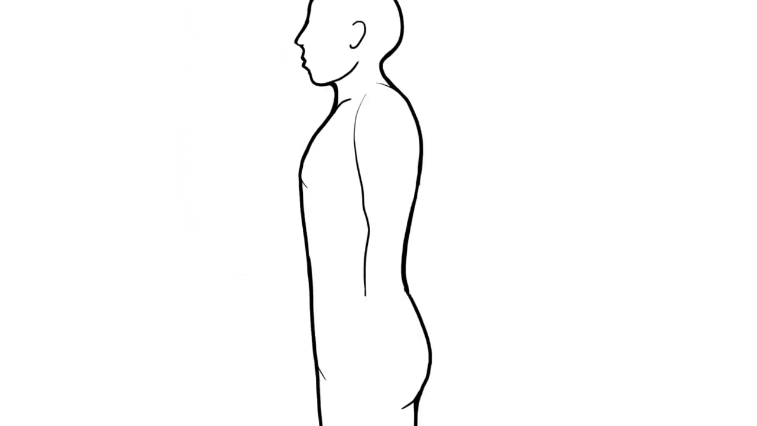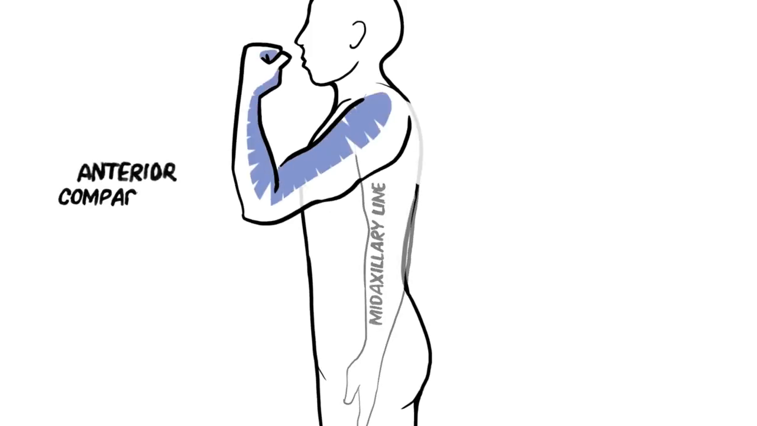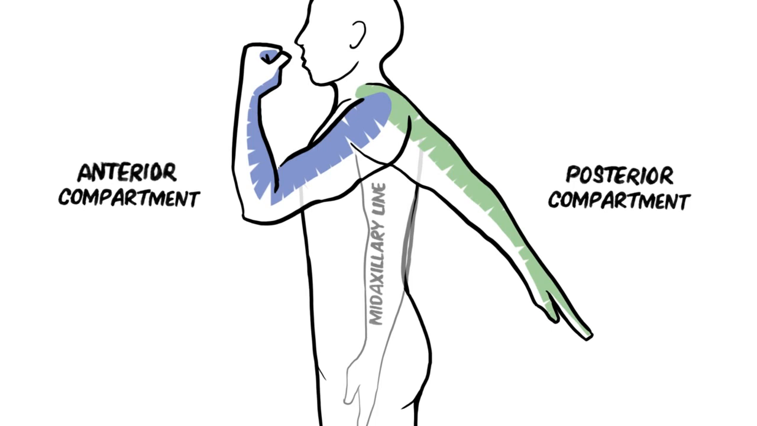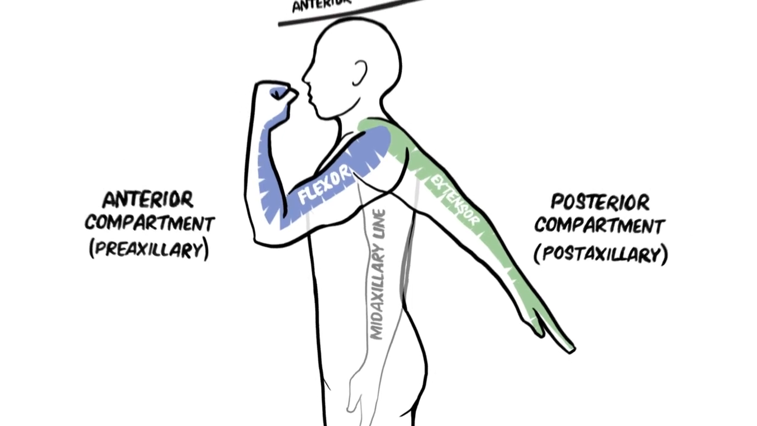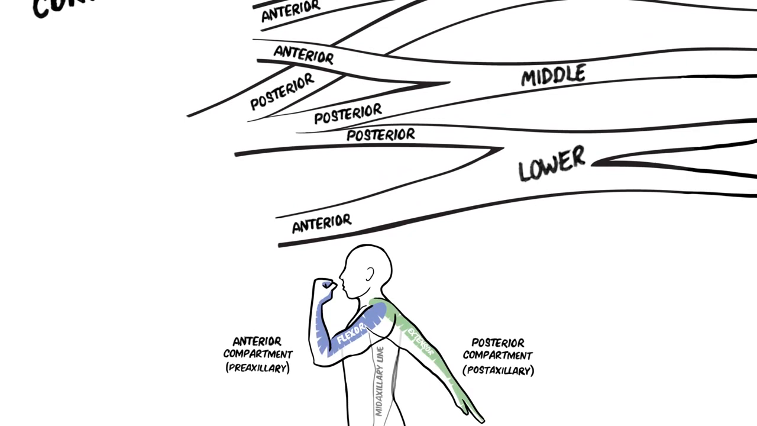In the anatomical position, the arm can be divided by a mid-axillary line into an anterior compartment and a posterior compartment. These are also called pre-axillary and post-axillary compartments, or flexor and extensor compartments. You can now understand why the anterior and posterior divisions of the brachial plexus are formed and how they are segregated to serve different anatomical regions.